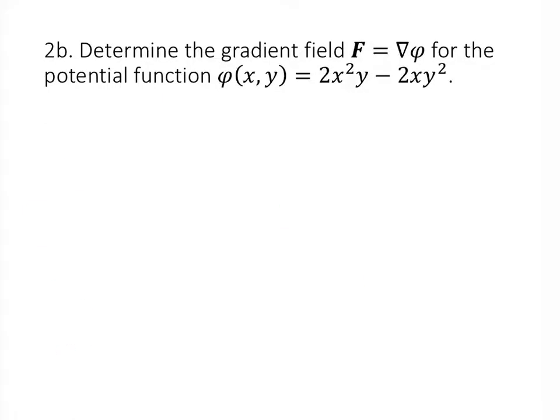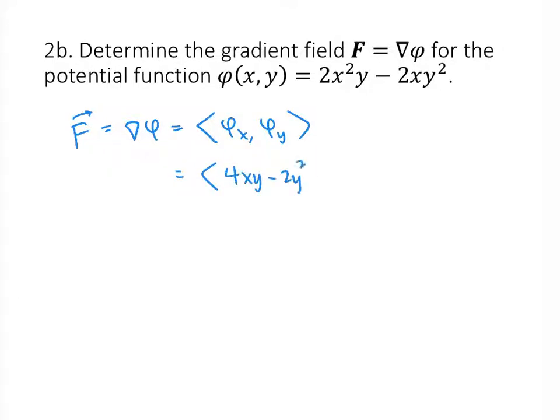We're going to do the same kind of problem again. First, we're going to find the gradient field. So my vector field F is going to be the gradient of phi, which is the x partial of phi, comma, the y partial of phi. This time the x partial turns out to be 4xy minus 2y squared, and the y partial will be 2x squared minus 4xy.